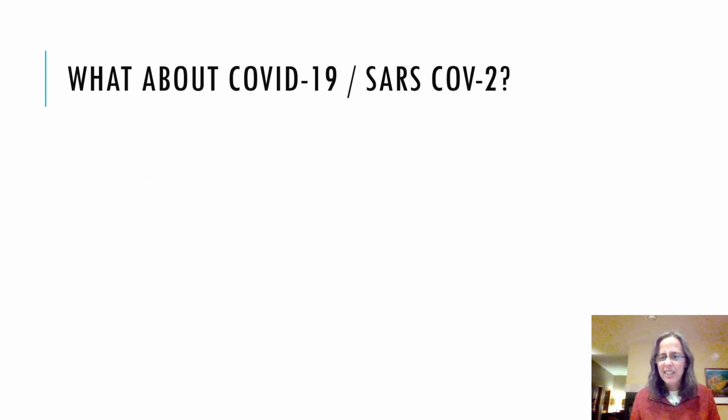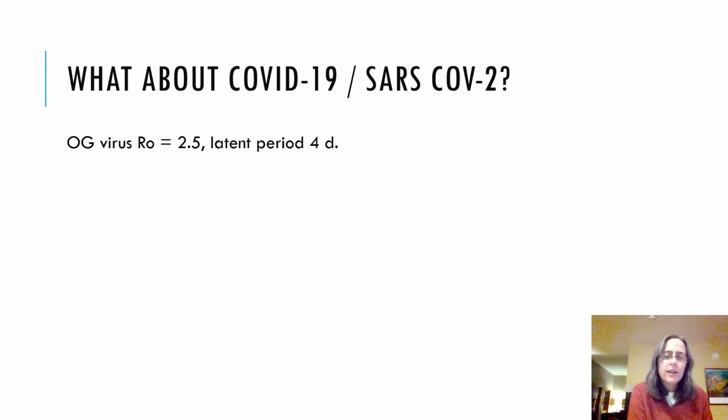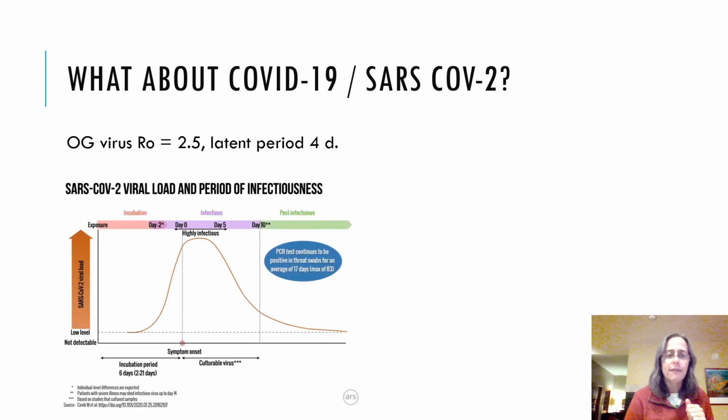So how does COVID-19 stack up in terms of some of these factors? The original virus, which was pretty much all we had for about the first year of the pandemic, had an R0 of 2.5. So on average, an infected person infected 2.5 other people, right? And then each of those 2.5 people infected 2.5 more, and so on, and it grew exponentially. The latent period was about 4 days on average. I'll show you what this looked like.